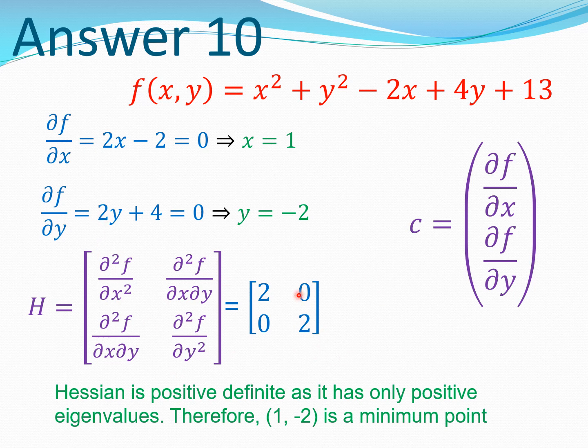Now you know the eigenvalues of this matrix are simply 2 and 2. These are the eigenvalues of a diagonal matrix. But if you want to calculate it using determinants, you can do that and you will get the eigenvalues to be 2 and 2. Now there is a concept known as positive definiteness. This Hessian matrix is positive definite because it has only got positive eigenvalues. Therefore, in that condition, the particular point we got, 1 and minus 2, is a minimum point as far as this function is concerned. Some of these things such as the Hessian are very important in optimization.